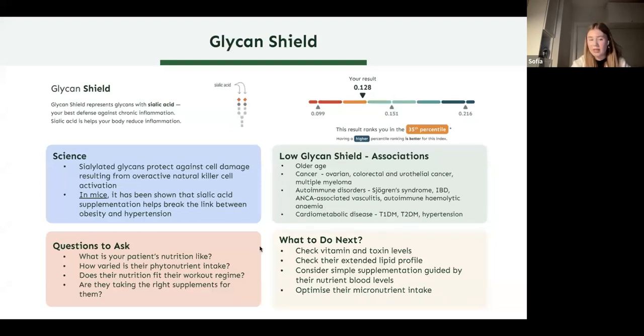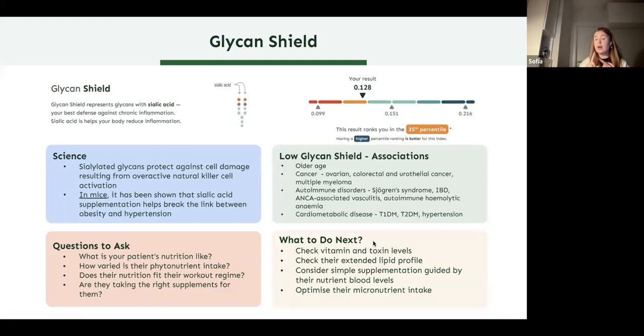Then the questions we would ask ourselves are first, what the patient's nutrition is like, how varied is their phytonutrient intake, and does their nutrition fit their workout regime? Because as I said, it's very important to support your body while you're working out with proper nutrition and rest. And also, is your patient taking the right supplements for them? What would you do next? What are our next steps?